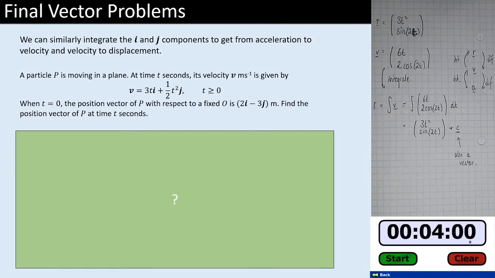So we're trying to find the generic formula for our position vector here. Okay? So we have our velocity. We want to find our position. So we're going to have to integrate that expression to get our position vector.